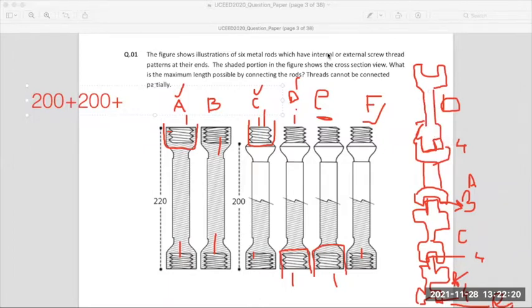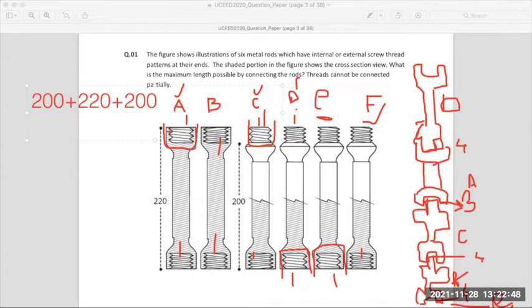Sorry, one second. The length is still missing. Sorry, this will be 220. Then C है. C का क्या length आएगा? What length should I add for C? 200 again. Everybody agrees or not? Students?